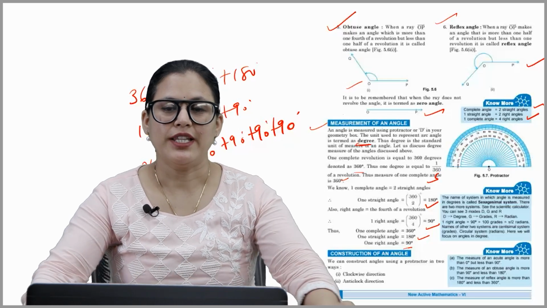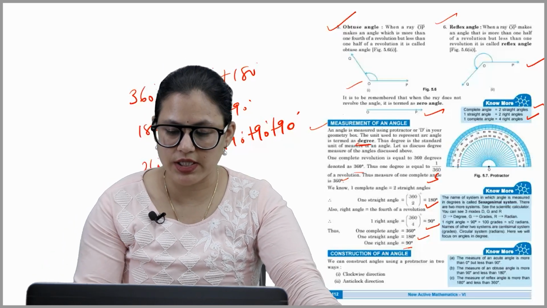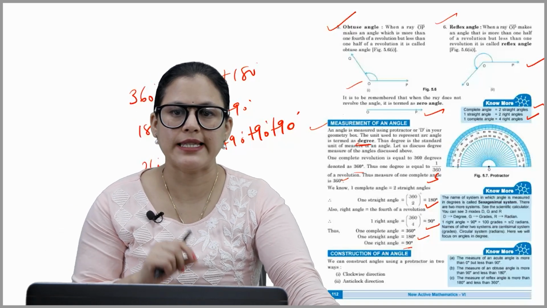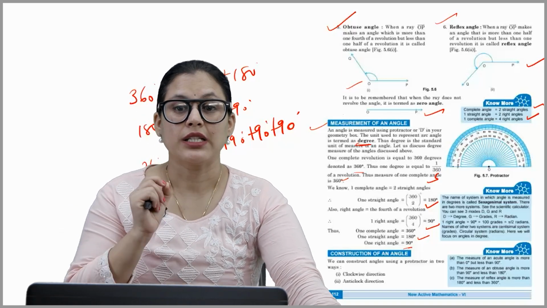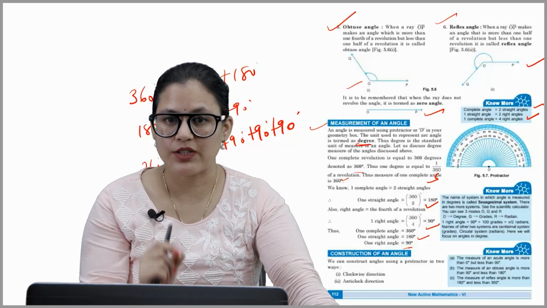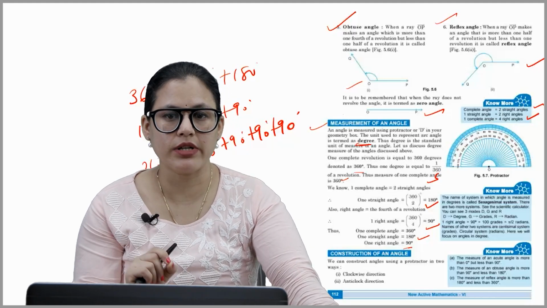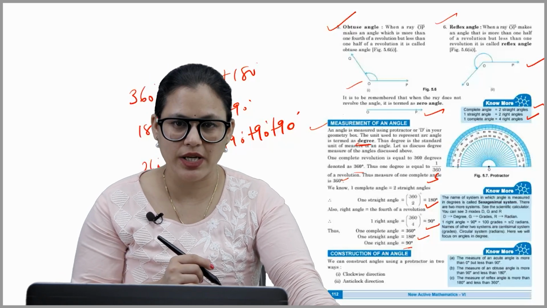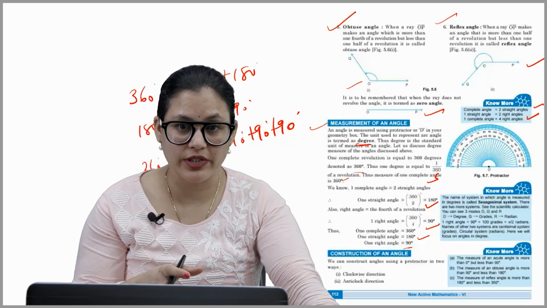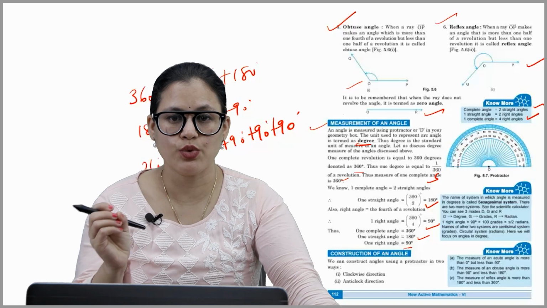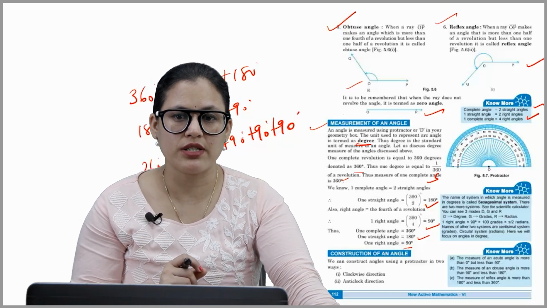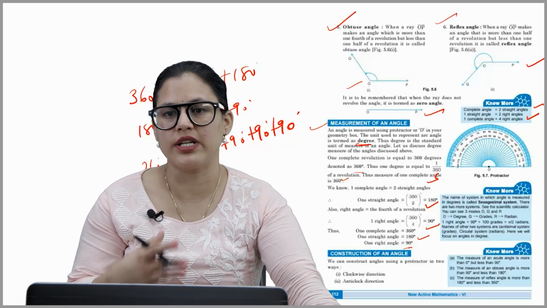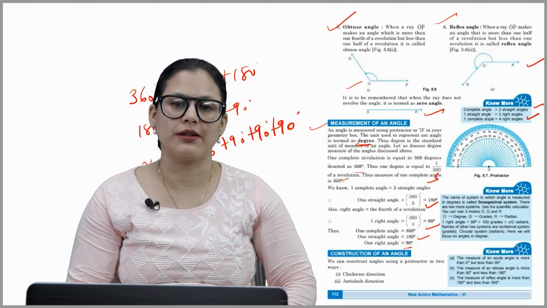The name of the system in which angle is measured in degree is called sexagesimal system. There are 2 more systems. See the scientific calculator. You can see 3 modes, D, G and R. D means degree, G for grades, R stands for radian. One right angle is equal to 90 degree, is equal to 100 grade, is equal to pi by 2 radians. Names of other 2 systems are centesimal system, that is grade, and circular system, that is radians. Here we will focus on angles in degree.